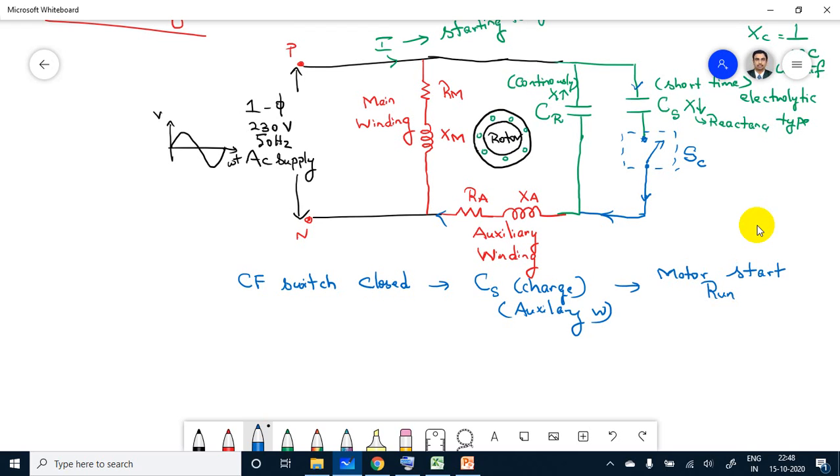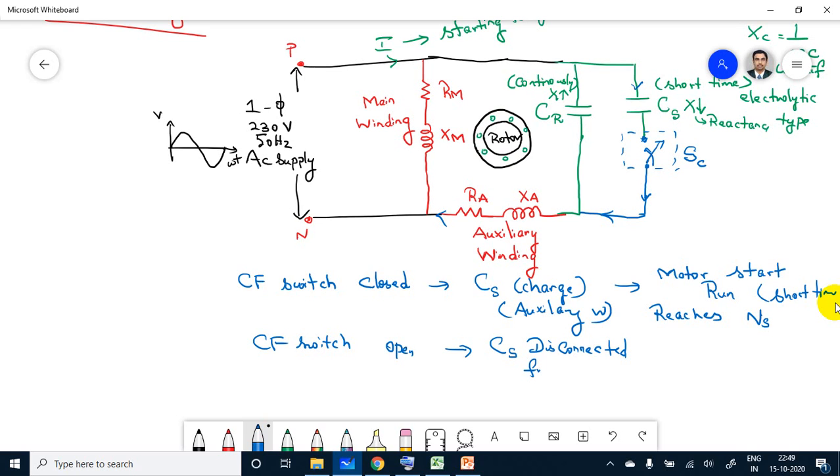run for a short time. Once the motor reaches ns, synchronous speed, then you have to open the centrifugal switch. This point will be closed, then you have to open the centrifugal switch. Once it is open, immediately this starting capacitor will be disconnected from the auxiliary winding. So therefore the motor should run continuously.